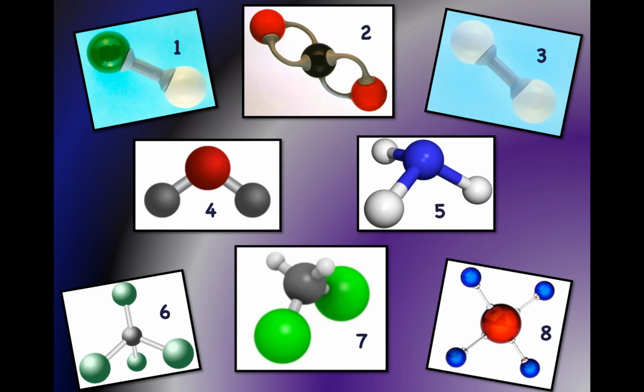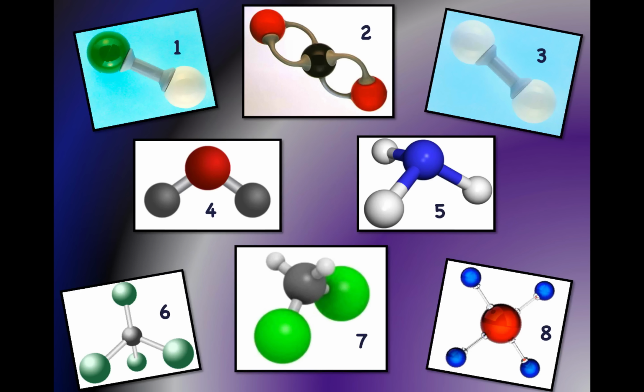Let's look at model number 4. Model number 4 represents the water molecule. Oxygen in red, the 2 hydrogens are in black. Again, oxygen has the higher electronegativity, so the chemical bonding between the oxygen and the hydrogen is going to be polar covalent, with a partial negative charge on the oxygen, partial positive on the hydrogen.